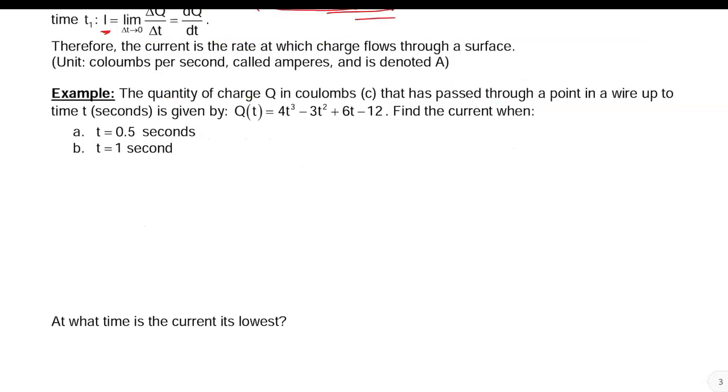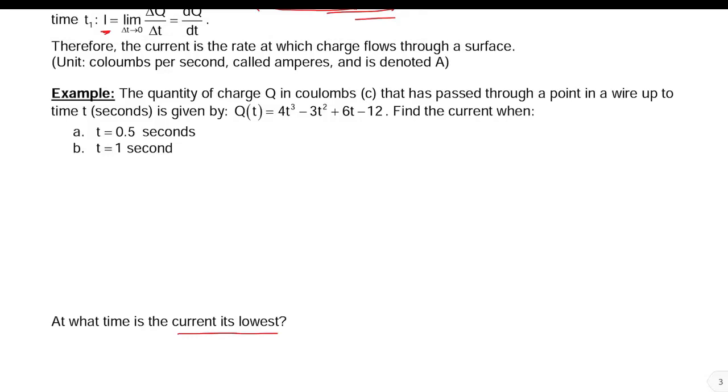So the quantity of charge Q through a point in a wire up to t seconds is given by Q. Find the current when t equals a half, and then find the current when t equals 1. And then we'll have to find out when the current is its lowest. So here we go.